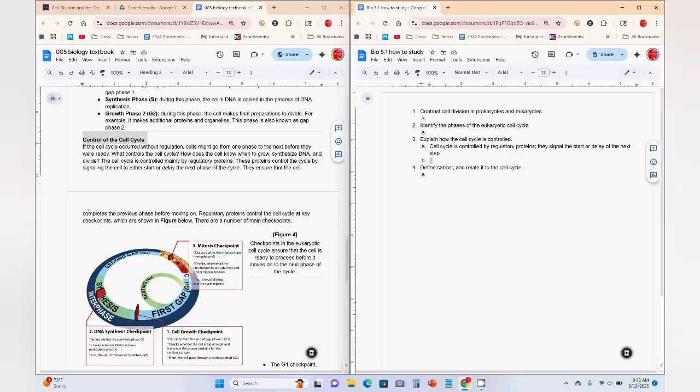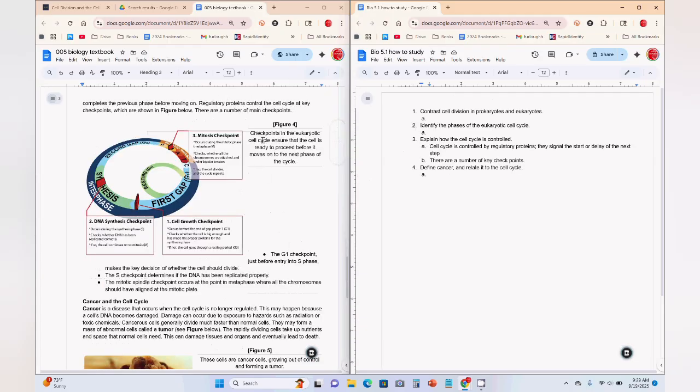They ensure that the cell completes the previous stage before moving on. Regulatory proteins control at key checkpoints. There are a number of key. All right. Now, notice by doing this, I have a specific question I'm trying to answer. Objective number 3. I am looking at one paragraph. I'm not looking at the whole chapter. I'm not looking at the whole lesson. I'm looking at one paragraph and trying to get the information out of that one paragraph.